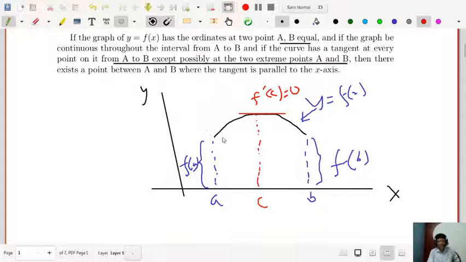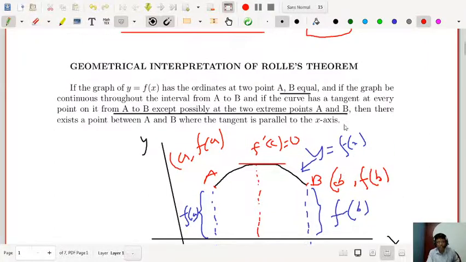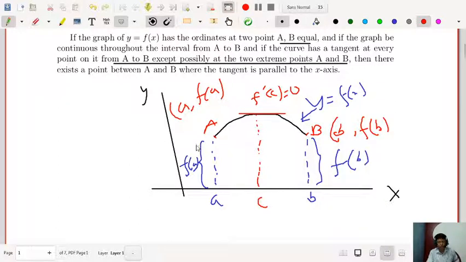So that is the statement of the theorem, and these two points are A and B. These two endpoints are A and B, and the coordinate of A is (a, f(a)), and the coordinate of B is (b, f(b)), actually the ordinate. Okay, so this is the geometrical interpretation of Rolle's theorem, that is A and B.